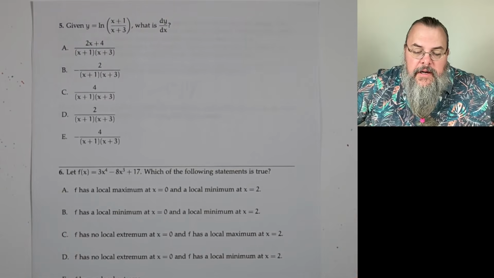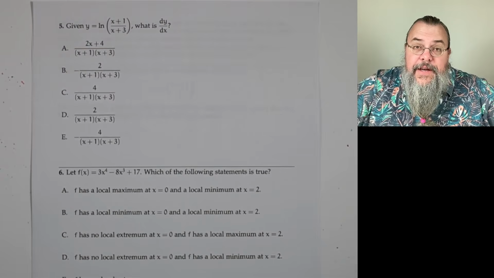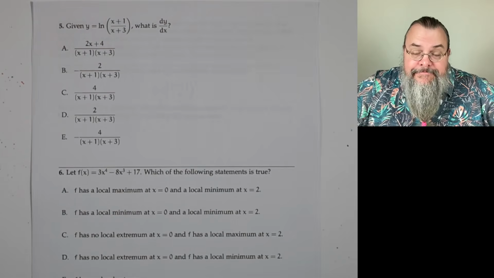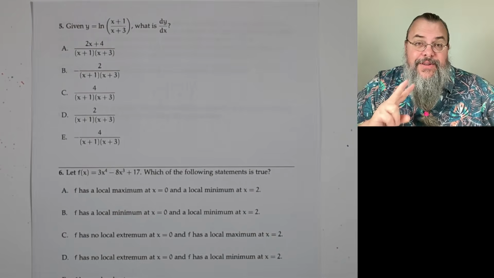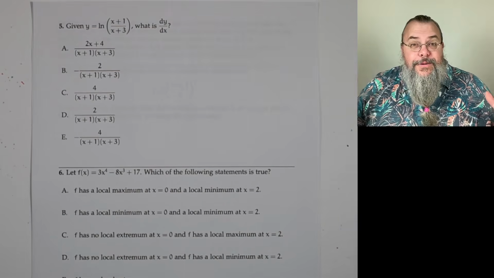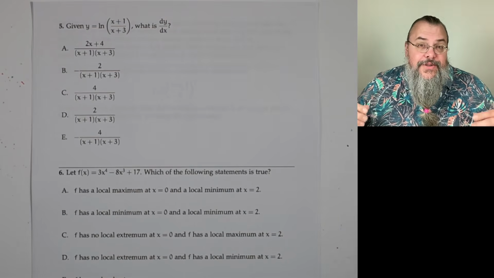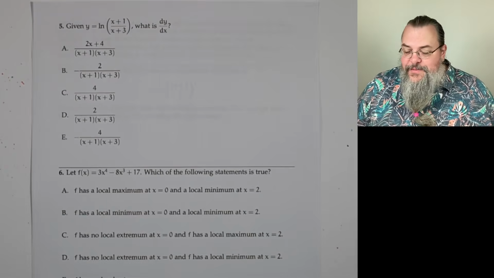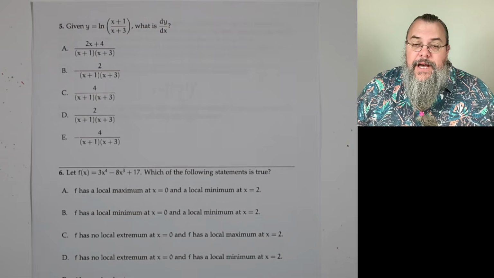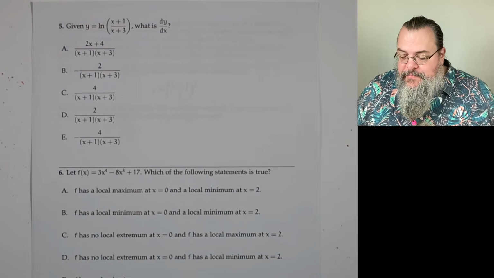Given y is the natural log of (x plus 1) over (x plus 3), find dy/dx. Now there's 2 ways to go. And one is, do you love quotient rule? And the other is, do you love logarithm rules? And it's up to you. So we can do both. We have time. We're doing great on time.